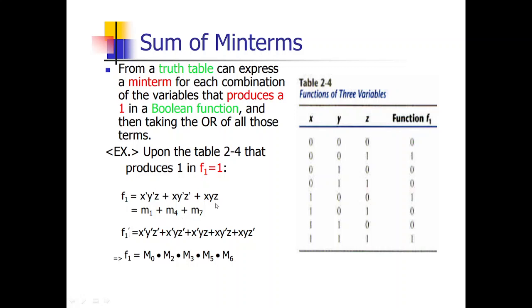And how can we find the product of maxterms from this truth table? We have to consider the minterms for which the function output value is 0. Here is 0, here is 0, here is 0, here is 0, here is 0. For 5 minterms we have the 0 value. So directly we can't write the product of maxterms. First we have to consider the complement function, f1 dash.